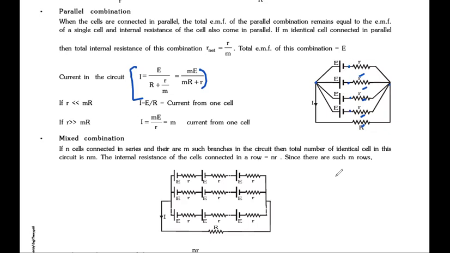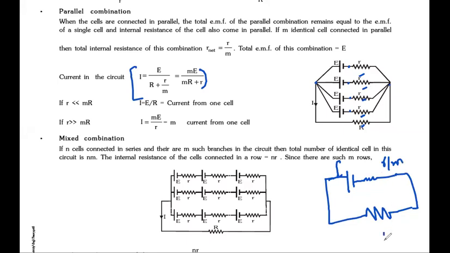So I can say this circuit can be written like this, where this is E, because all these points are at the same potential and all these resistances are in parallel. So it is r by M, if we have M loops, and this is capital R. Can I do that? Tell me, raise your hand.